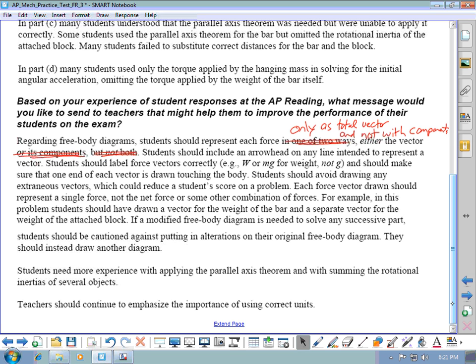They also said that students should have more experience with applying the parallel axis theorem and finding the rotational inertia of several objects. In the homework, I am giving you several problems where you have the rotational inertia of several objects put together. That's because you need this practice. And again, for that unit point, they say that teachers should continue to emphasize the importance of using correct units. So you need to put units on all of your answers. You might not lose any points because of it, but you might lose a final units point, and every point helps.